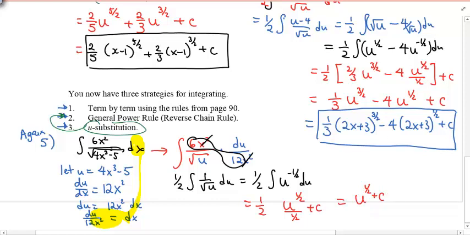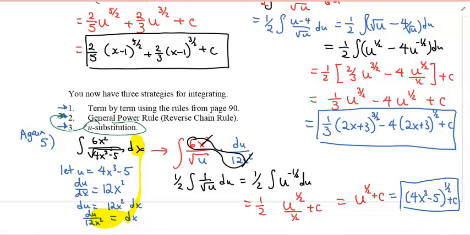And then I can rewrite this or resubstitute it. U just happened to be 4x cubed, oops, not plus, minus 5, to the 1/2 plus c. And that is exactly the same answer you got on the previous page. So maybe a little bit longer, but maybe a little bit more straightforward as well. It's up to you, but you should know both methods. Alright, that's it. Try some problems.